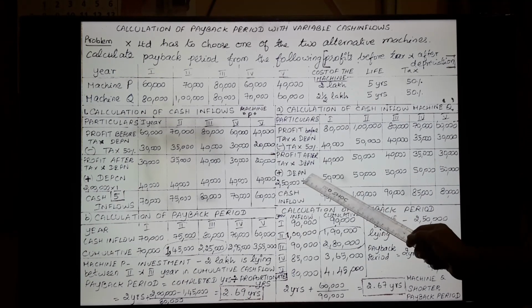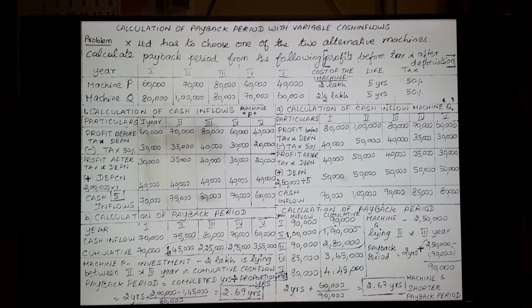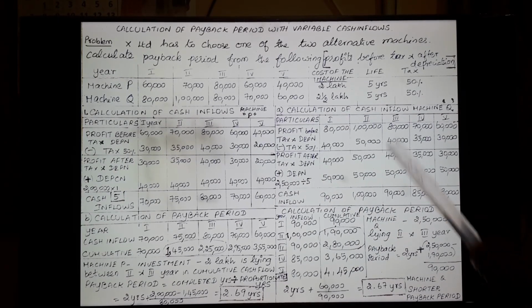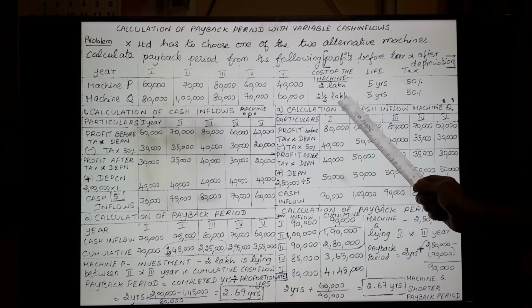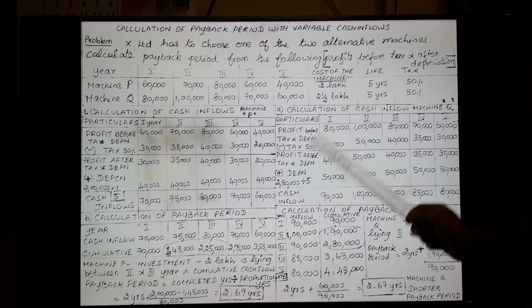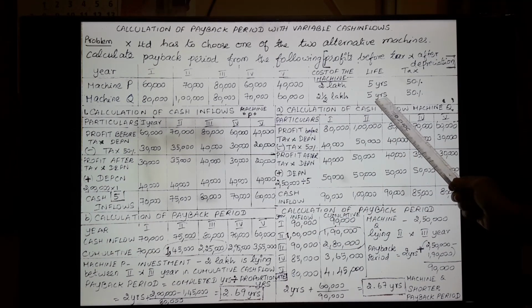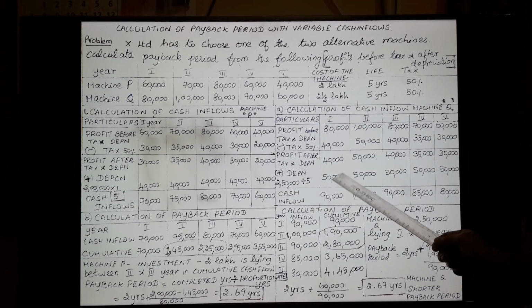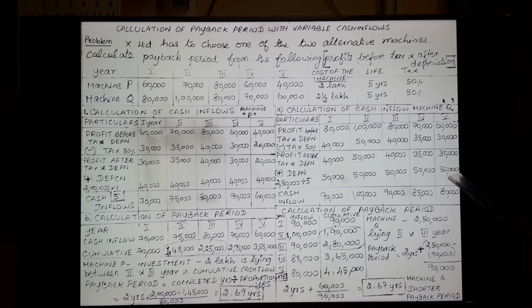Now add depreciation. This is the important hint, you have to keep it in mind. So you have to add depreciation. How will you calculate depreciation? The total cost of the machine is 2.5 lakhs. So 2,50,000 divided by the estimated life, 2,50,000 divided by 5. So you get 50,000. You add 50,000 for each and every year.